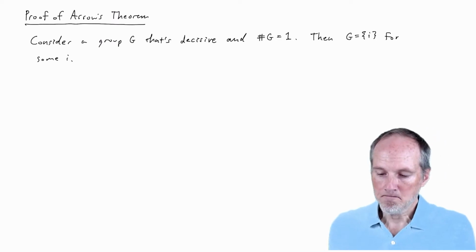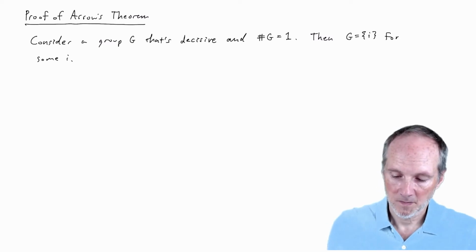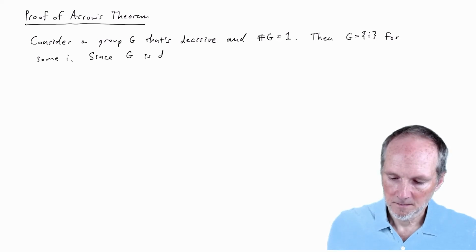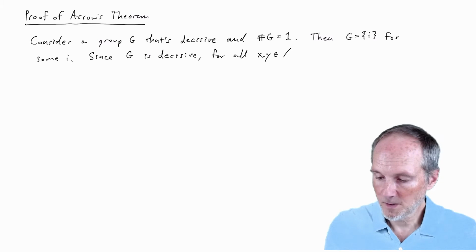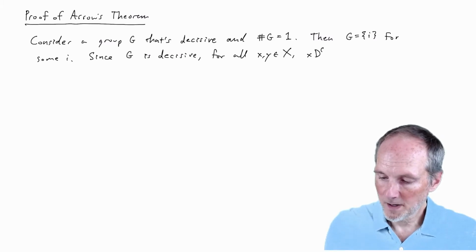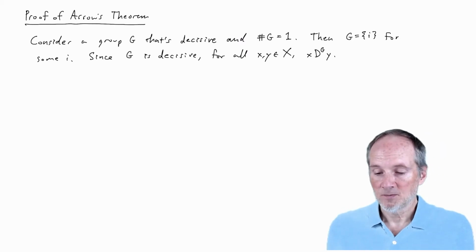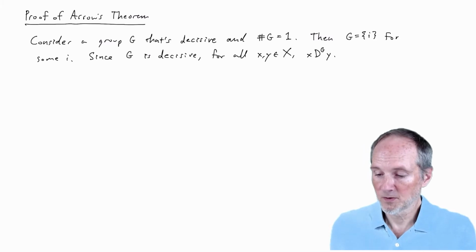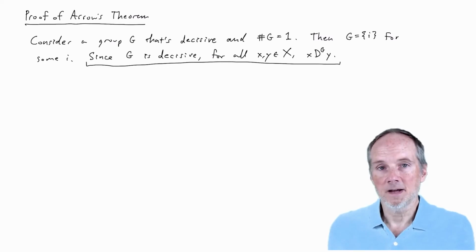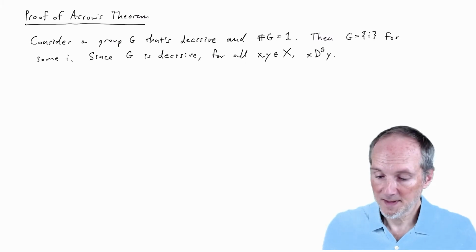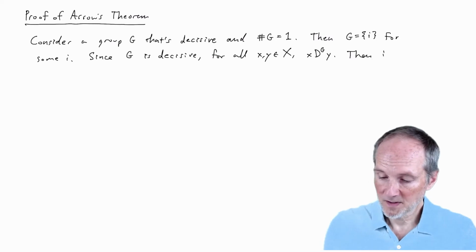Now, let's think about this guy. If the group is decisive, what does that mean? Well, since G is decisive, that means that for all alternatives x and y, it's decisive for x over y, which means if the members of that group prefer x to y, then no matter what anyone else thinks, society also has to prefer x to y. But here, the group G only consists of this one person, i. So what this means is that for any x and any y, it doesn't matter what the profile is, if this person prefers x to y, then society has to also have that preference. But that means this person, i, is a dictator.